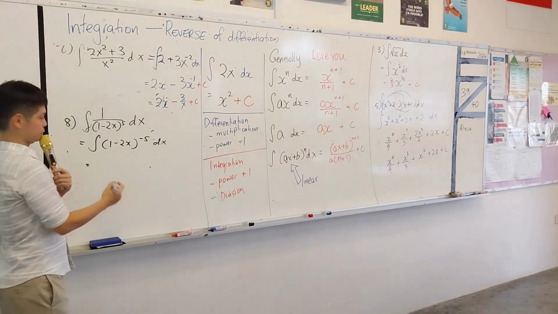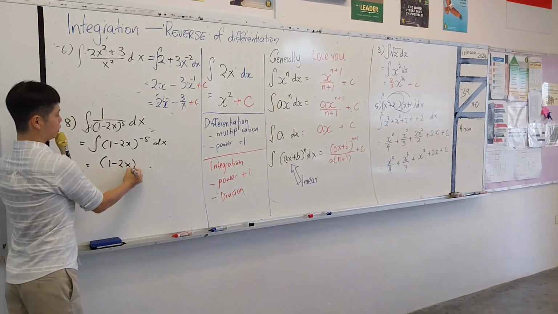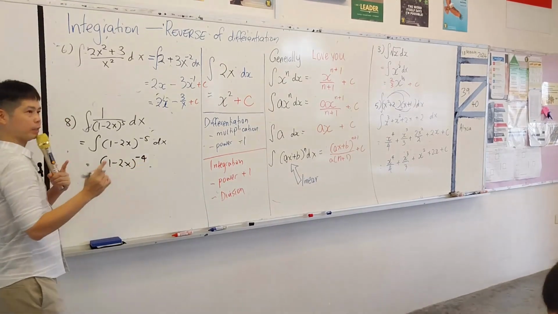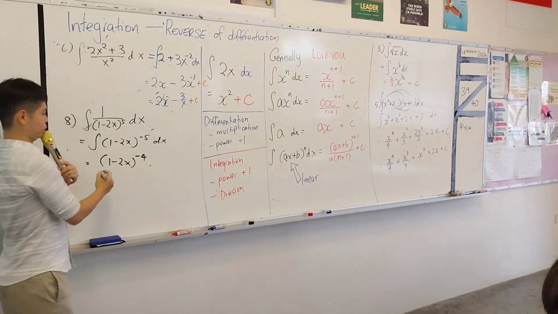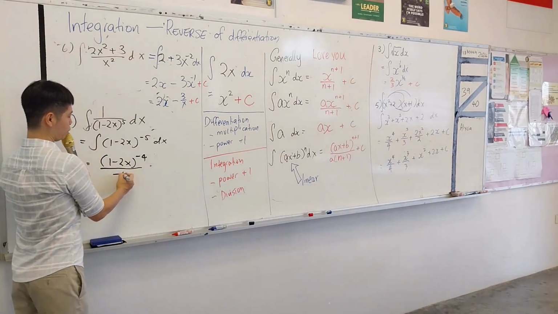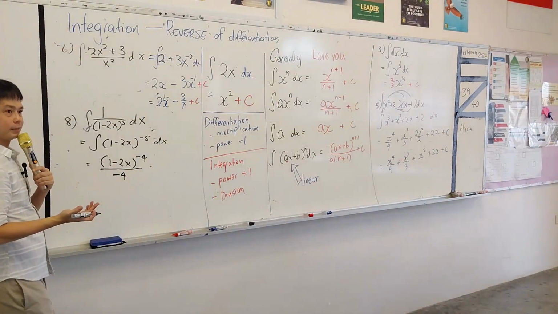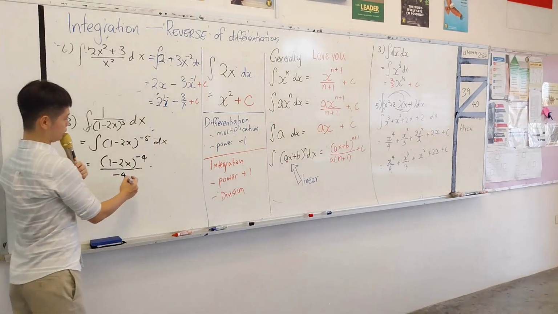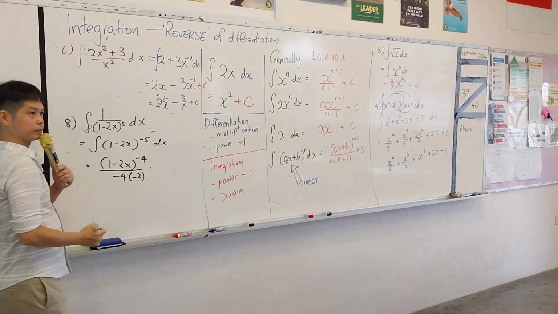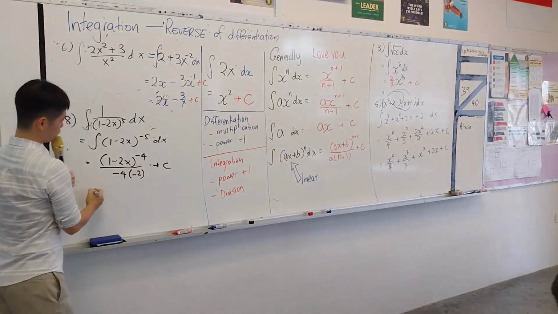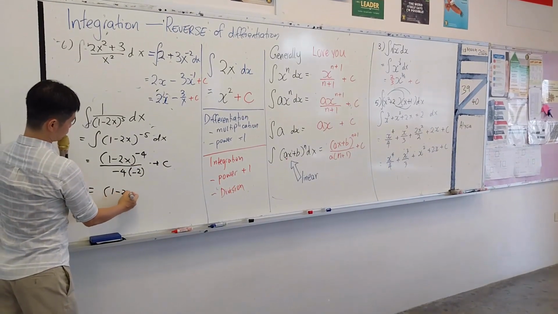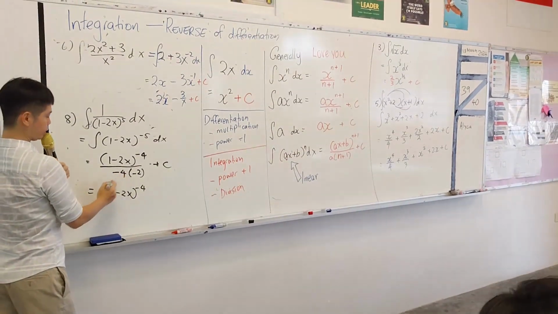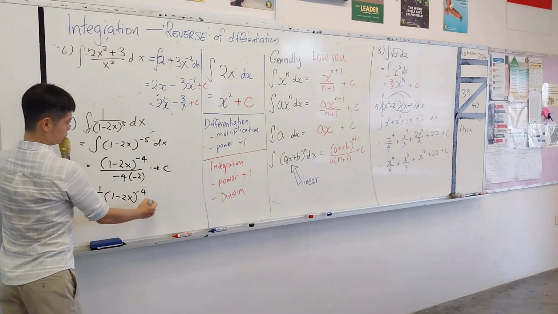What's the power? The power now becomes -4. Step 1 done. Step 2, divide by the new power. Step 3, -2. Okay, -2, right? And then plus c. Okay, so we will have 1 minus 2x to the power of -4. This is over 8, right? So I write 1 over 8 here, plus c.